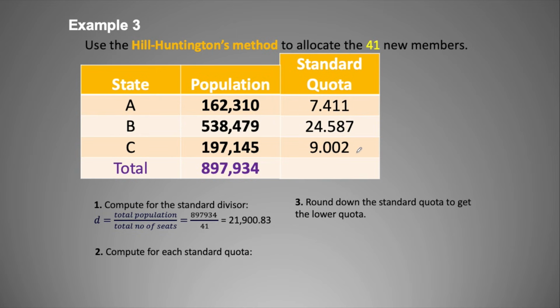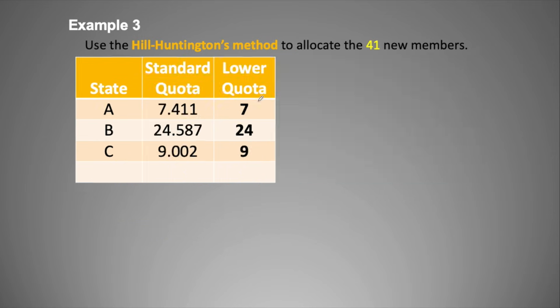Next is we just have to round down the standard quota to get the lower quota. So rounding down 7.4, we have 7, 24.587, we have 24, and 9.002, we have 9. Now, these values of the lower quota will be the value of n in the square root of n times n plus 1, which is also called the geometric mean.